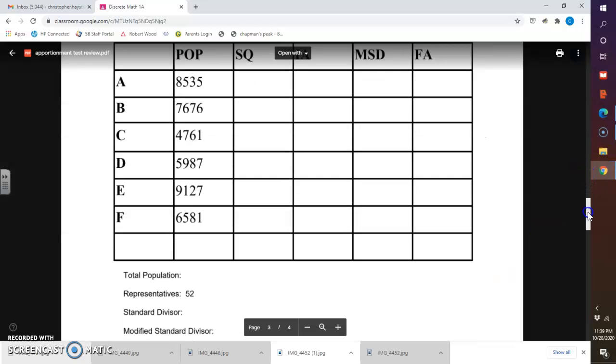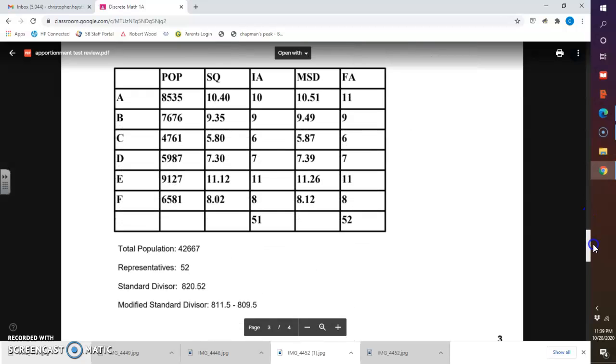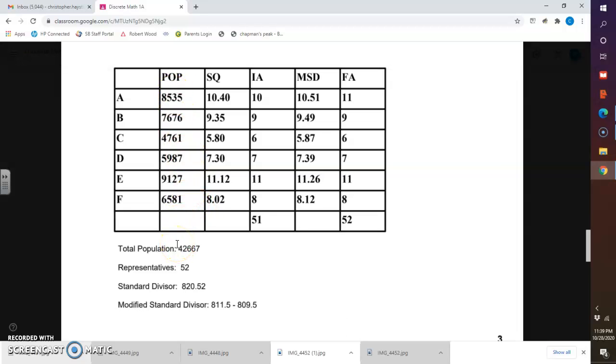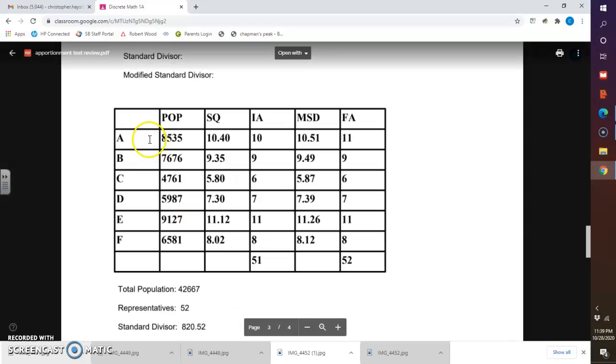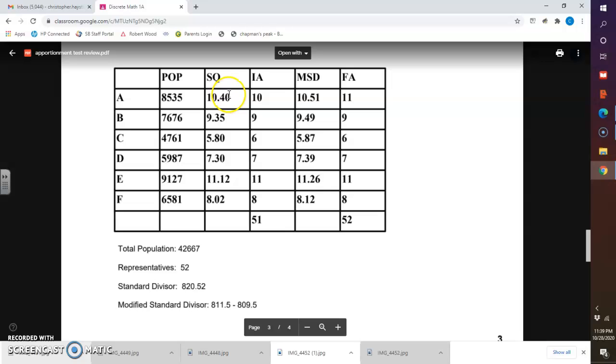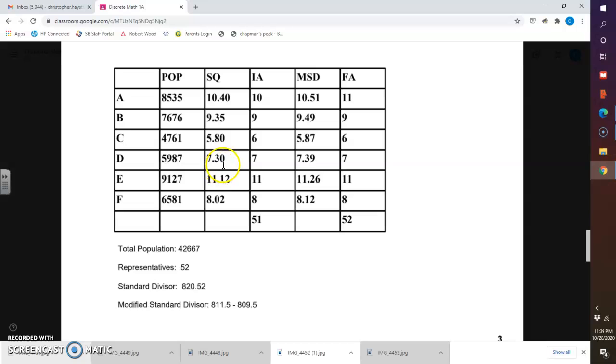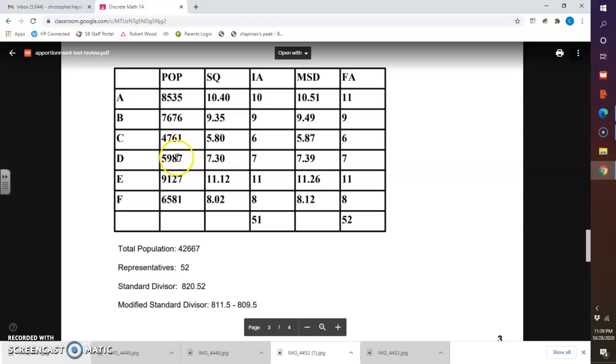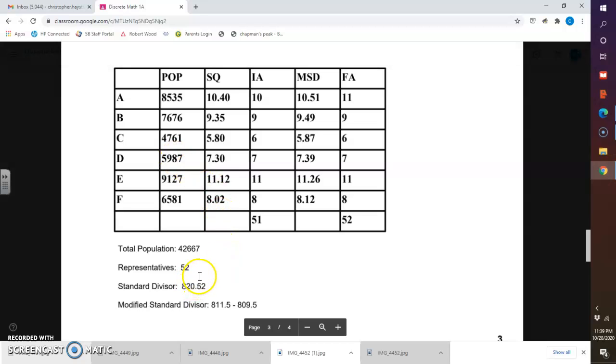Now for Webster method, we have 2 options. In the Webster method, we round normally. So we still get our total population, 42,667, divide by the reps, 52, and get a standard divisor of 820.52. When I get my standard quotas, I get 10.40, 9.35, 5.80, 7.30, 11.12, and 8.02. I get those numbers by dividing each population by 820.52.